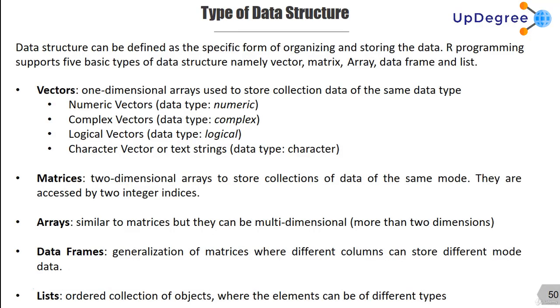So first is vector. Unknowingly, in the last couple of videos we have already used vectors. Whenever I was storing a numerical value in A or B, that A or B was nothing but a vector. A vector is a one-dimensional array where you can store a similar kind of data type. You can store all numeric data in a vector. Then again, you can store complex, similarly logical or character. You can store these things in a vector.